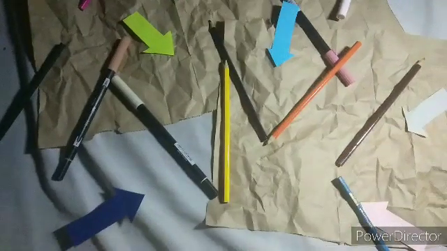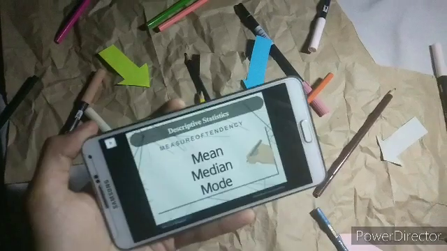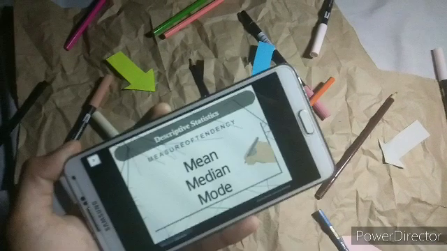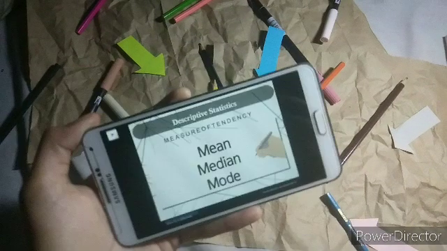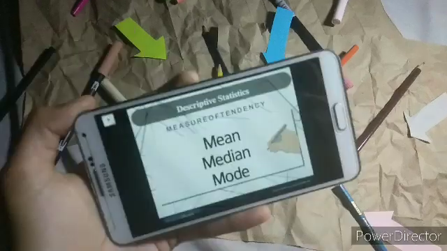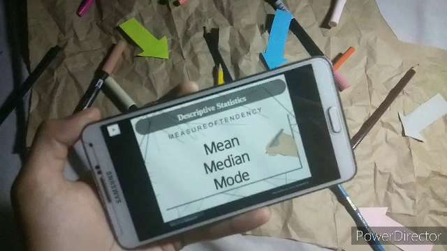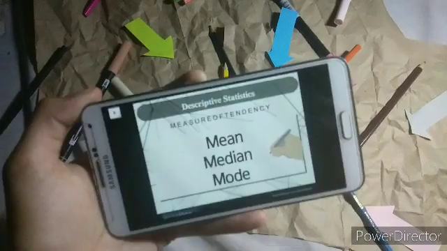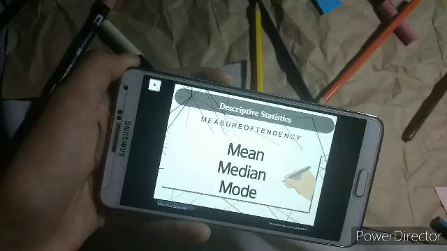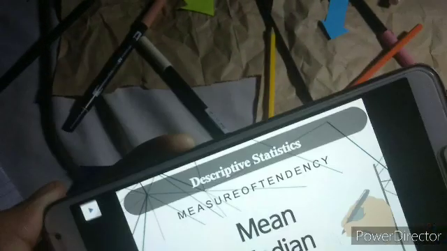And now let's go for the measures of central tendency under descriptive statistics: the mean, median, and mode. The mean is the sum of the values for all the observations of a variable divided by the number of observations. The median is the value below which 50% of the observations fall, and the mode is the value that occurs most frequently. So now let's go for the illustration, which shows an example of the mean, median, and mode.